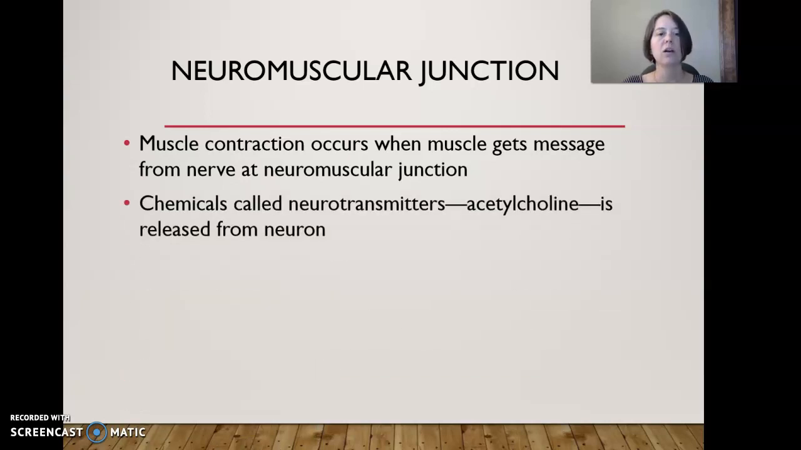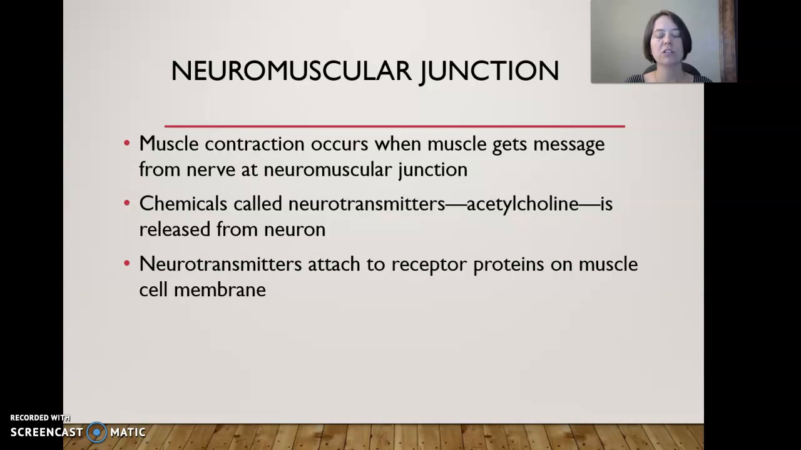And when the message is a chemical messenger, we're going to talk about this in the nervous system. Chemicals called neurotransmitters, which are chemical messengers. And specifically when we're talking about muscles, the neurotransmitter is acetylcholine. And that's released from the neuron.